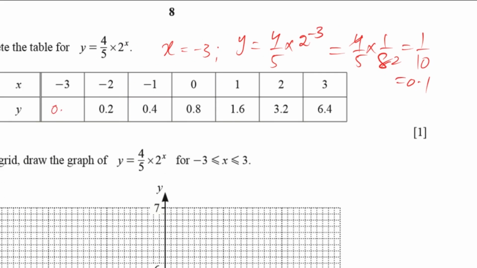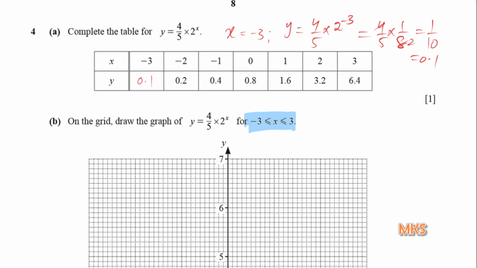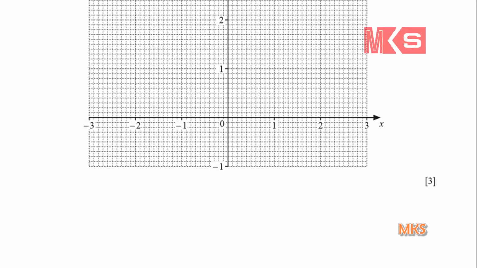So this is 0.1. The second part is on the grid, draw the graph of y is equal to 4 over 5 times 2 raised to power x for minus 3 till 3. This range of values of x is given. Why? Because in the table you can see that it covers only these values of x. 3 marks question.